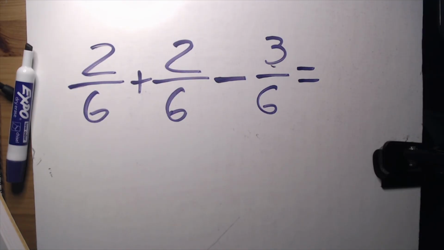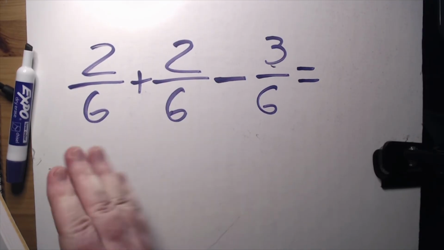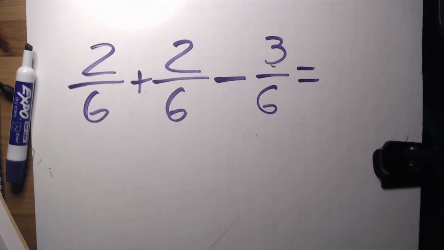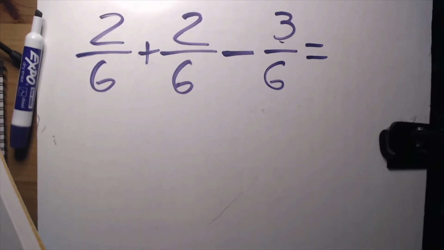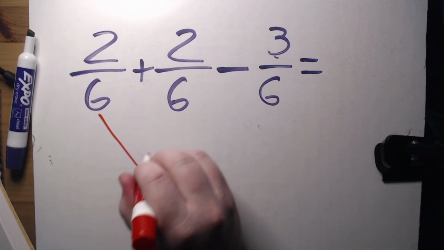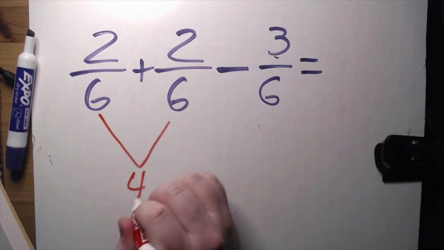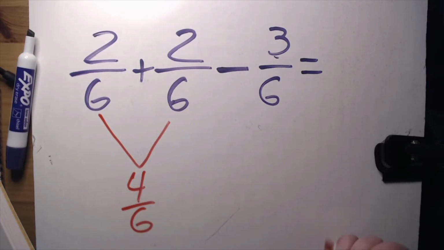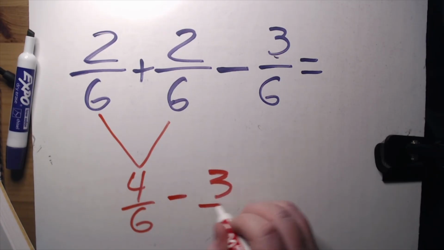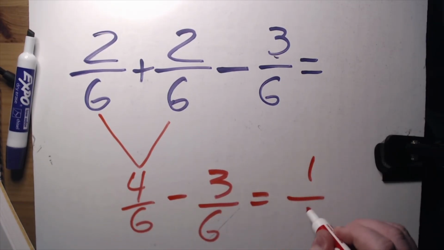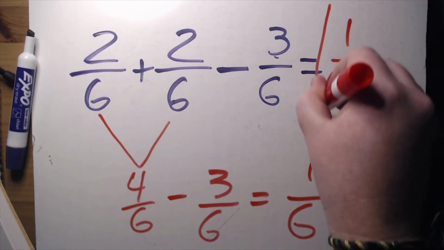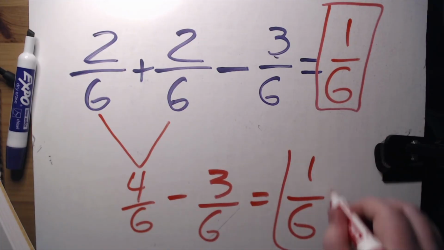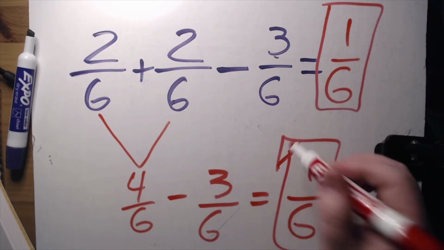Guess what? For this, when it's adding and subtracting, you can just go left to right. Nothing big, nothing crazy. So, the way I would solve this is I would just go like this. 2/6 plus 2/6 equals 4/6. Now you can subtract your 3/6. 4/6 minus 3/6 equals 1/6. So the answer to your equation is 1/6. Nothing crazy. We did it. Woo!